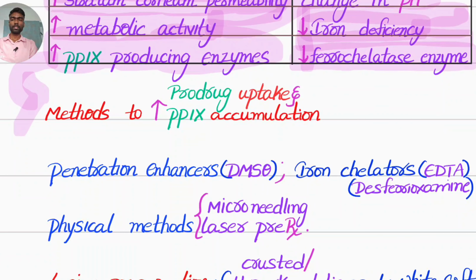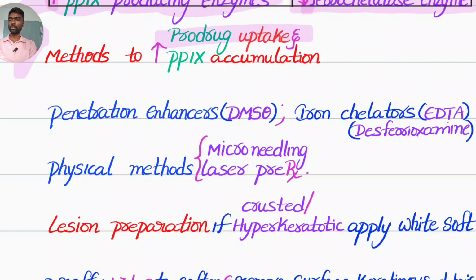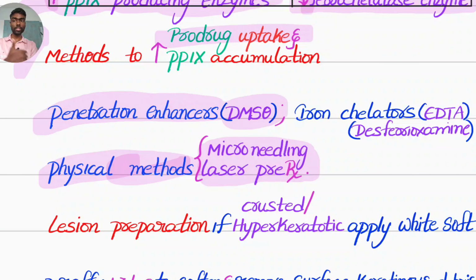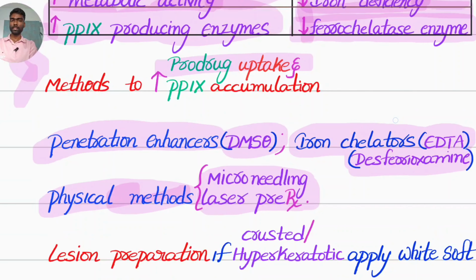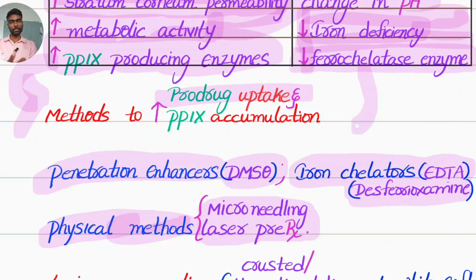But there is something we can do by ourselves to further increase prodrug uptake and protoporphyrin 9 accumulation in the cancer cell to make our therapy effective. Yes, we can do penetration enhancing using dimethyl sulfoxide and physical methods, which also increase penetration of our prodrug, like microneedling and laser pretreatment. And if we ourselves induce iron deficiency using iron chelators like EDTA and desferrioxamine, this ferrochelatase enzyme won't act properly and our protoporphyrin 9 will get accumulated well, which is the desired thing we want.